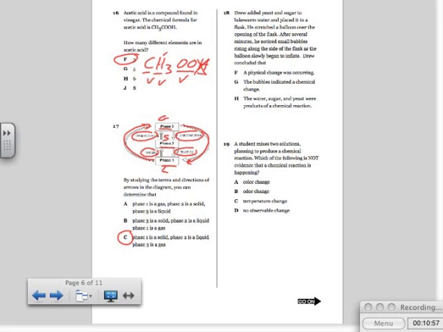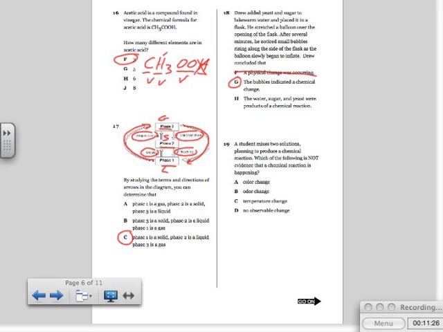Number 18 says, Drew added yeast and sugar to lukewarm water and placed it in a flask. He stretched a balloon over the opening of the flask. After several minutes, he noticed small bubbles rising along the side of the flask as the balloon slowly began to inflate. Drew concluded that a physical change was occurring. Well, that's true, but it's more than a physical change. There's some chemistry problems going on in there to cause the gas to form. So it's more than just a physical change. The bubbles indicate a chemical change.